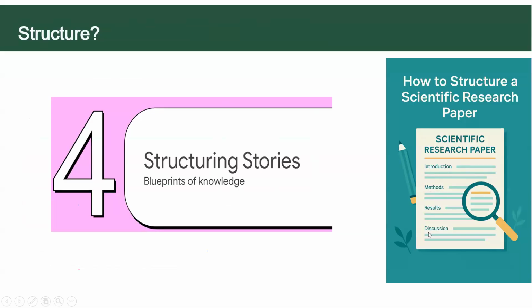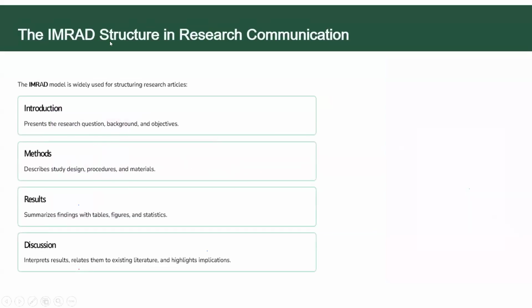For good scientific writing, these four key components must be used for structuring research articles. For example, number one is introduction. When you are going to start writing a research article, you must start with the introduction that presents your research questions, the background and the objective.